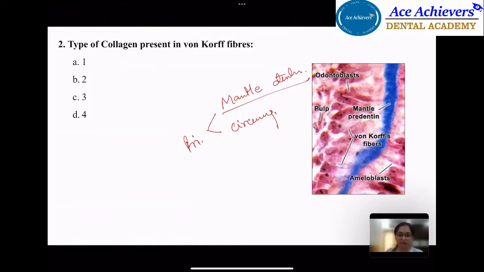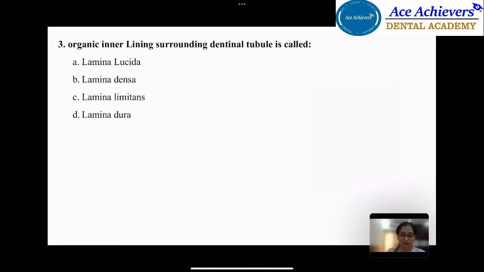Apart from type 3 collagen, there is also the presence of fibronectin. Okay, so this is important. One more important thing about Von Korff fibers is that they are argyrophilic in nature. What is argyrophilic? It means they can take a silver stain. They are silver loving and give black color, so when you visualize them under the microscope, they appear black in color. I hope this question is clear to you all. Moving to the next question. So here the correct answer is: the type of collagen present in Von Korff fibers is type 3 collagen. I hope it is clear.